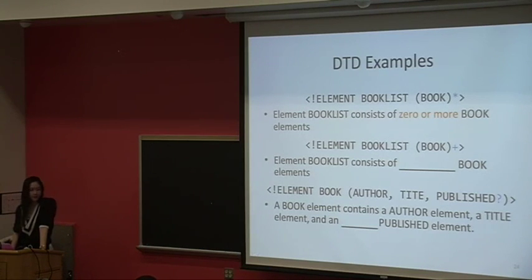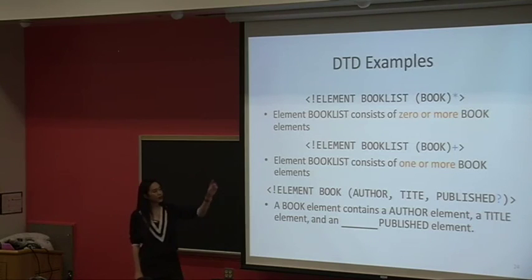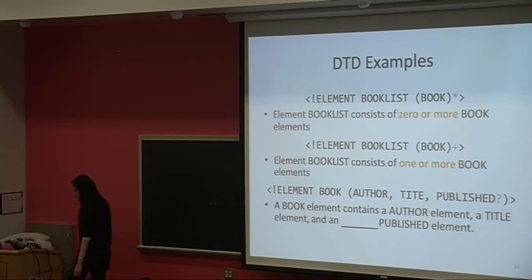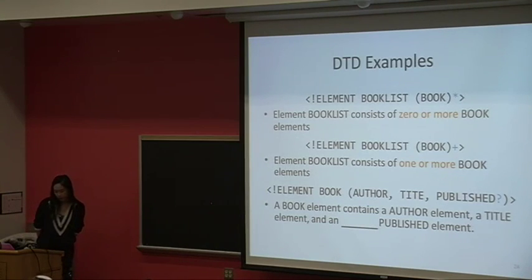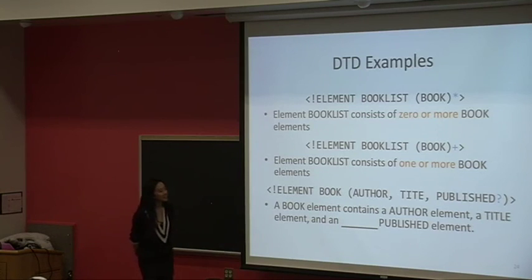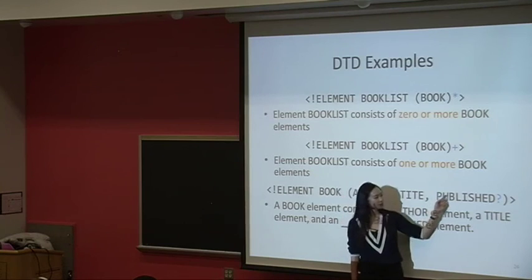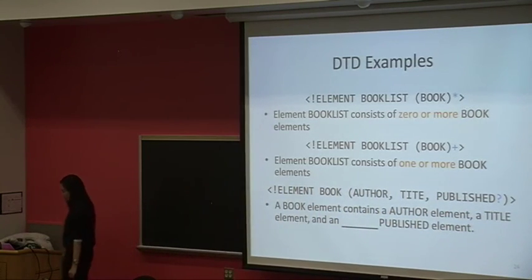How about the plus sign? 1 or more. So in the rules, if we have the book element followed by a plus sign, it means the book element can be 1 or more. Here, in the third example, we have element book, and it has to contain author, title, and published. Published has a question mark following it. Anyone know what it means? 0 or 1.